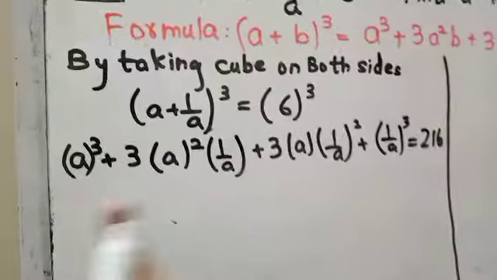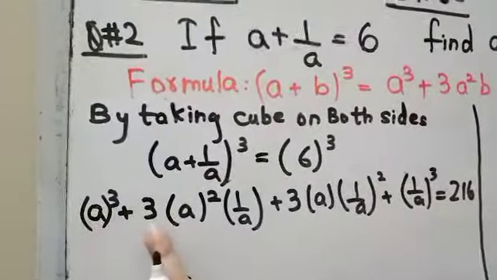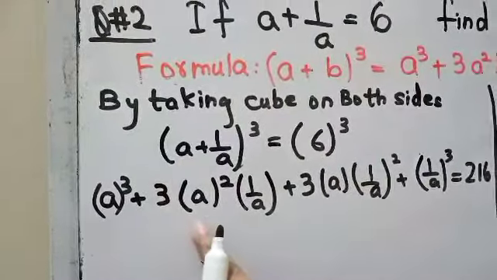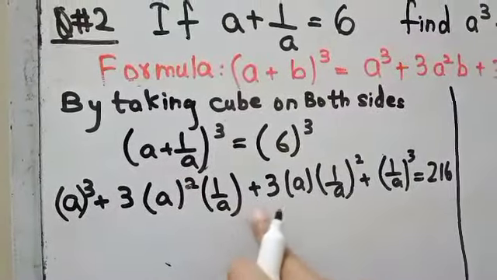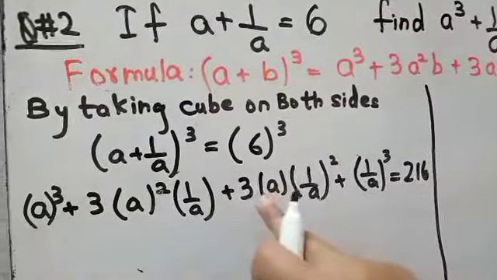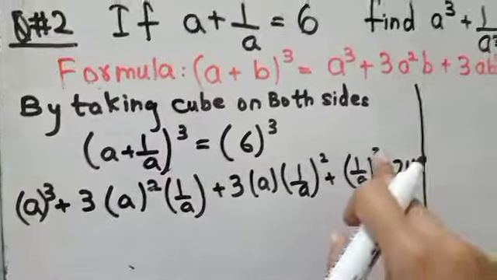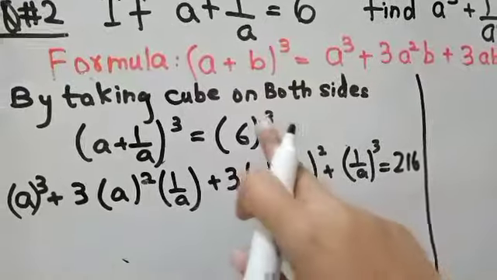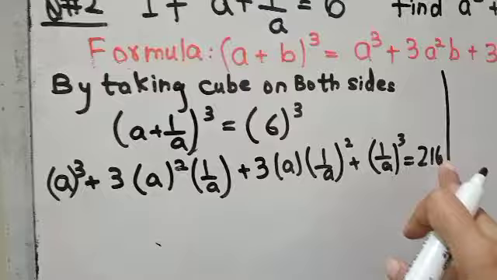In this manner, a cube plus 3, according to the formula 3 is given, so I will write 3, then a square. A is over here a only, so I will write a square. Instead of b it is given 1 upon a, so I will write 1 upon a, plus 3, then a is given to you, b square, 1 upon a is given in place of b, so 1 upon a square, plus 1 upon a cube as given b cube, is equal to 216. You will multiply 6 three times. So 6 multiplied by 6 multiplied by 6 gives you 216.